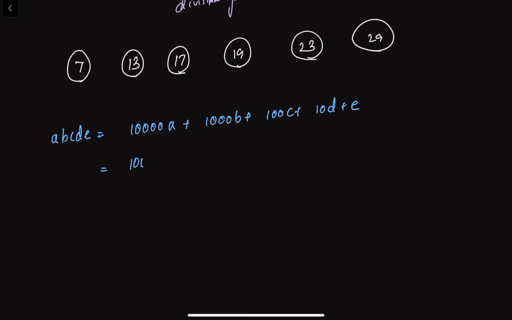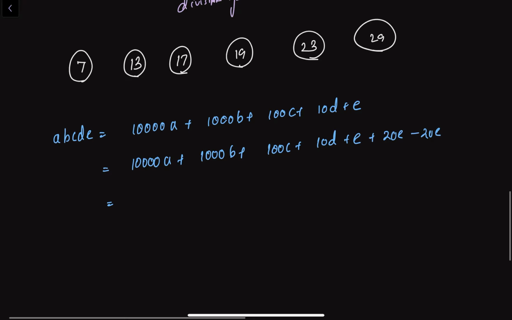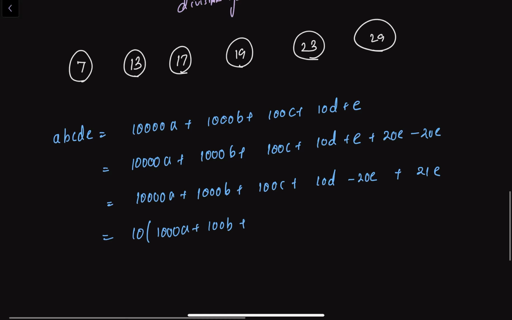So what I'll do is add and subtract 20 times E. So I'm adding 20E and subtracting 20E. So this would be 10,000A plus 1,000B plus 100C plus 10D minus 20E plus 21E. If I take 10 common, this is 1000A plus 100B plus 10C plus D minus 2E, plus 21E.